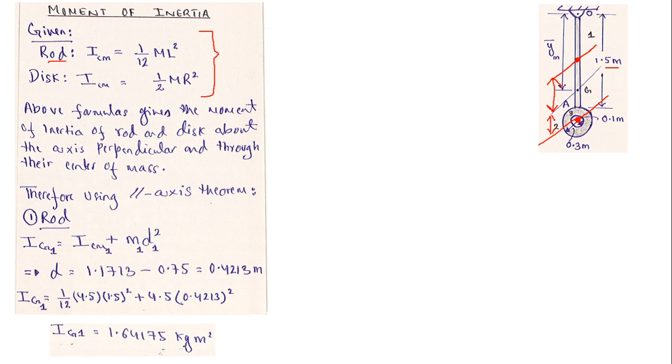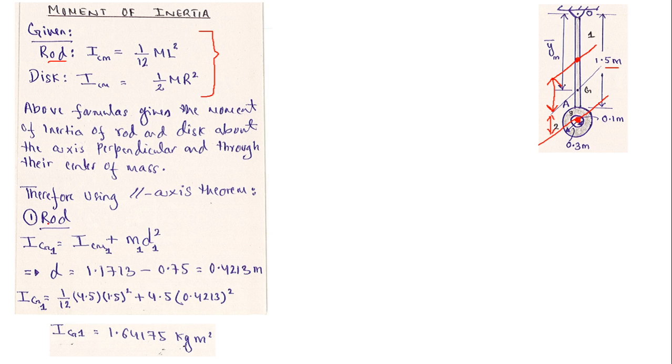So this suggests that we have to use the parallel axis theorem to calculate the moment of inertia of this entire volume. So for rod 1, we are going to apply the parallel axis theorem on rod 1, that is volume 1 or constituent volume 1 of our body.